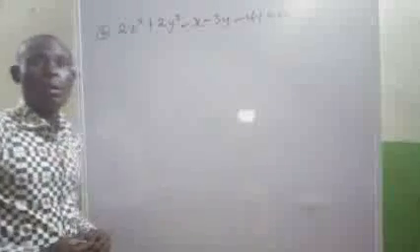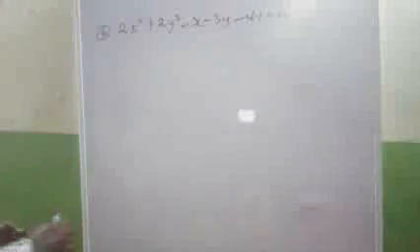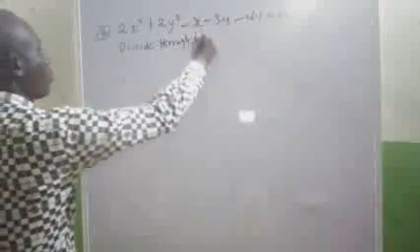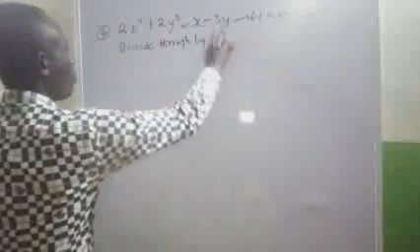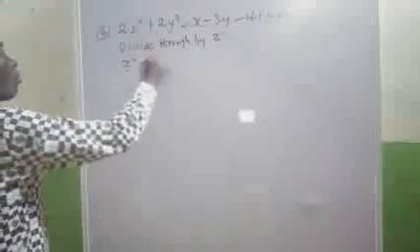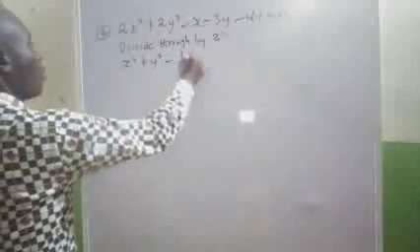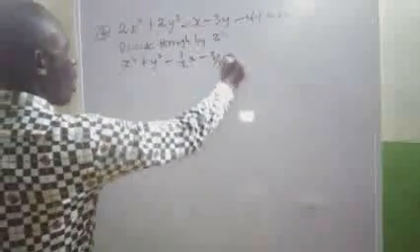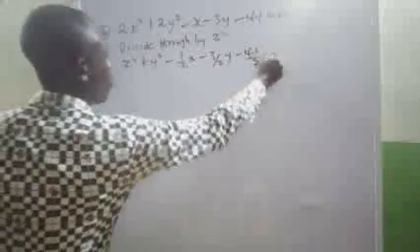Now, number 2. We have 2x squared plus 2y squared minus x minus 3y minus 41 equals 0. Now the first thing is to divide through by 2 so that the coefficients of x squared and y squared can be 1. So you have x squared plus y squared minus 1 over 2 x, remember there's an invisible 1 here, minus 3 over 2 y minus 41 over 2 equals 0.